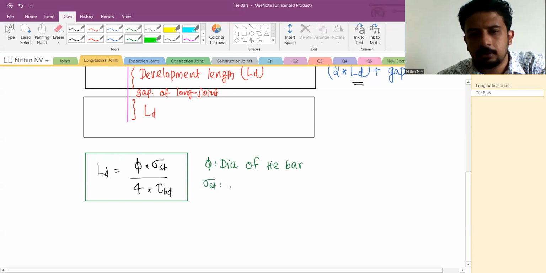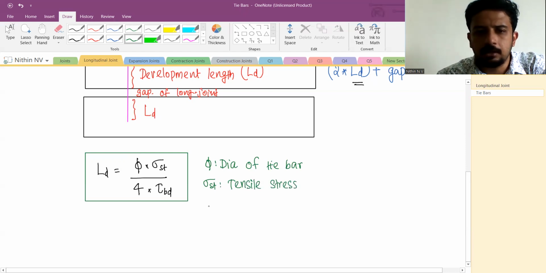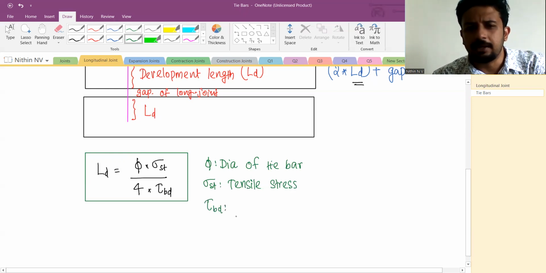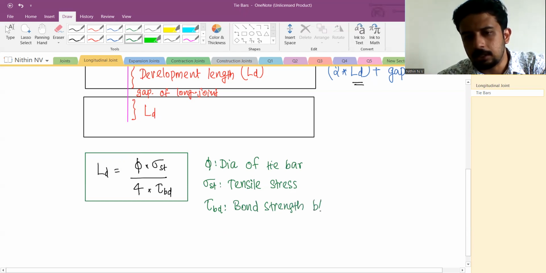Sigma stands for the stress, nothing but the tensile stress in the steel bar. And tau, generally we use the notation tau BD. Symbol doesn't matter. Tau stands for bond strength or bond stress between concrete and tie bar, or between tie bar and concrete.